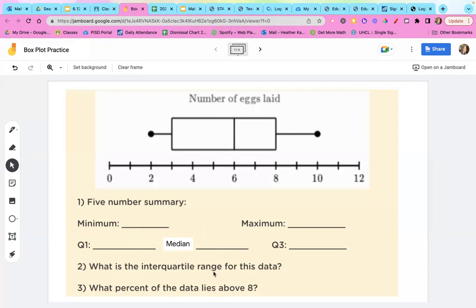IQR, you should be able to find easily because you're just doing Q3 minus Q1. This one about the percent of the data has to do with the quartiles. Remember that each quartile is 25%. You have to figure out how many quartiles it's talking about. So it's either going to be 25%, 50%, 75%, or 100%. This first slide should be very easy for you.